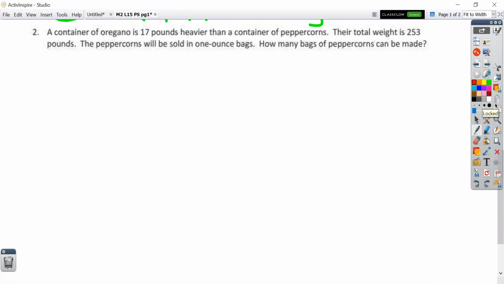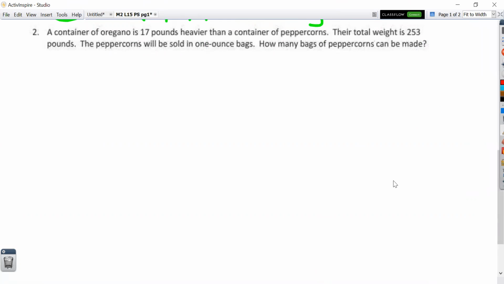All right, a container of oregano is 17 pounds heavier than the container of peppercorns. Their total weight is 253 pounds. The peppercorns will be sold in 1 ounce bags. How many bags of peppercorns can be made? Oh, this is a tough thinking word problem.